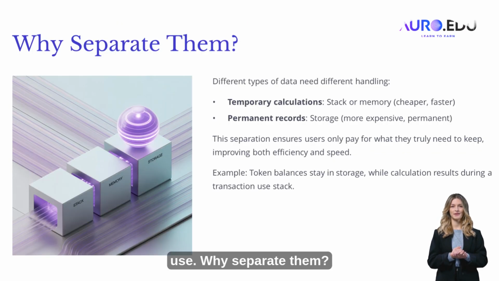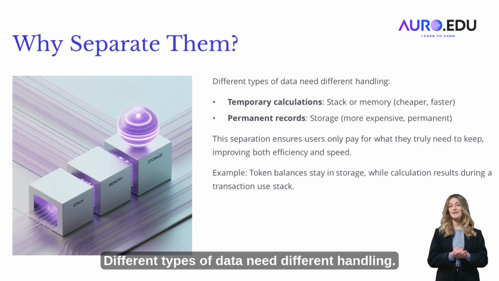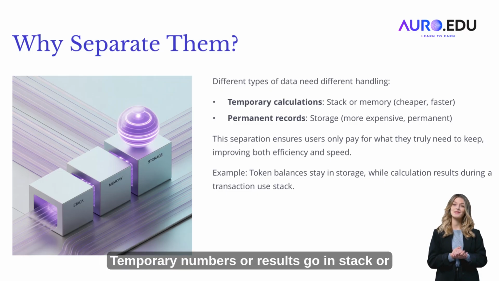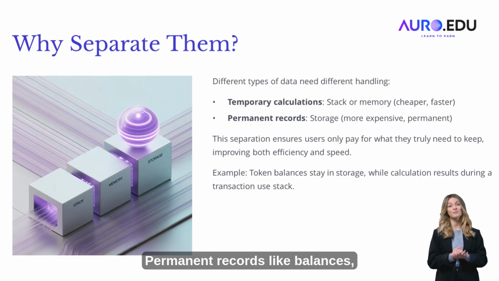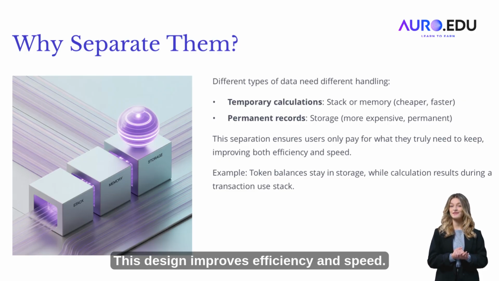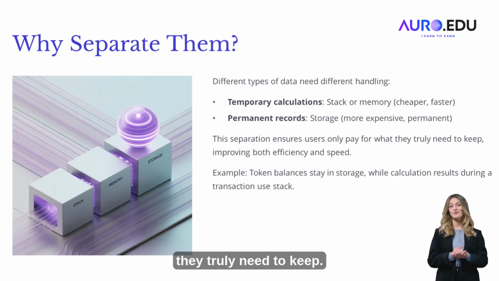Why separate them? Different types of data need different handling. Temporary numbers or results go in stack or memory, saving space and gas fees. Permanent records like balances, votes, or ownership must stay in storage. This design improves efficiency and speed. It also ensures users only pay for what they truly need to keep.